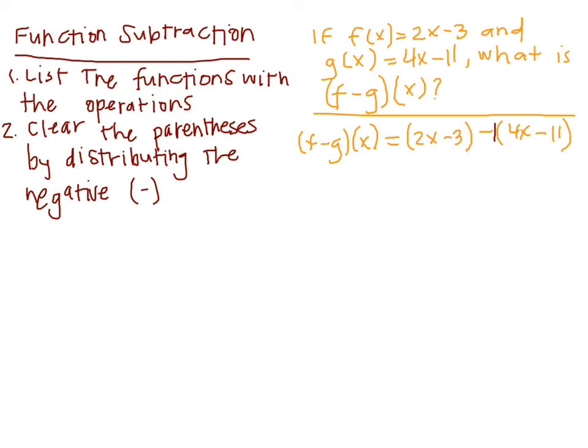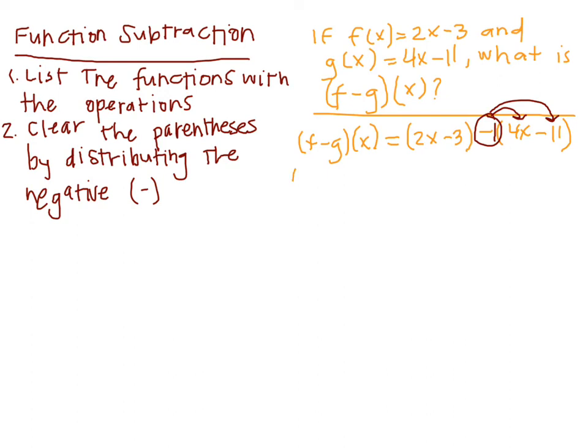Anytime you don't see a number multiplying something, that thing is being multiplied by 1. So when we don't see a number out here in front of the parentheses, we know that there is really a minus 1 in front of it, or negative 1. So I'm going to take that negative 1 and do negative 1 times 4x, and then negative 1 times negative 11.